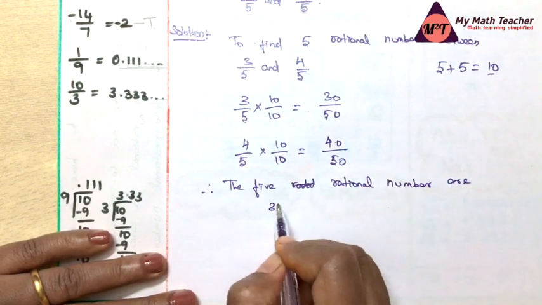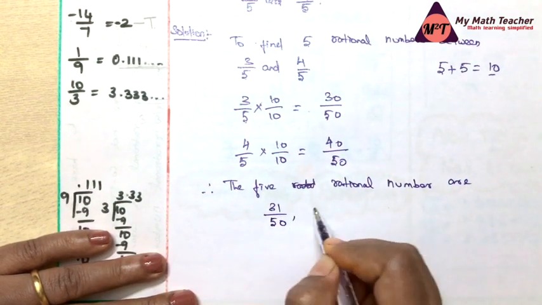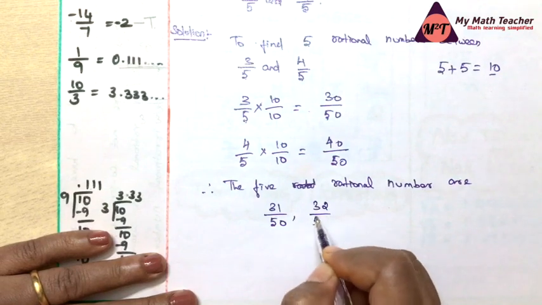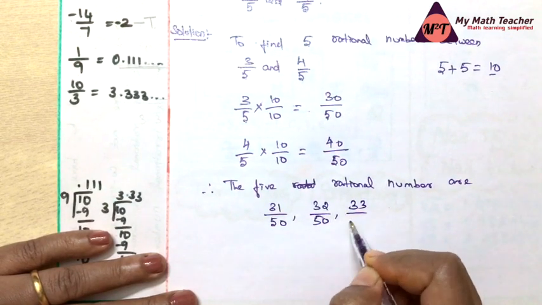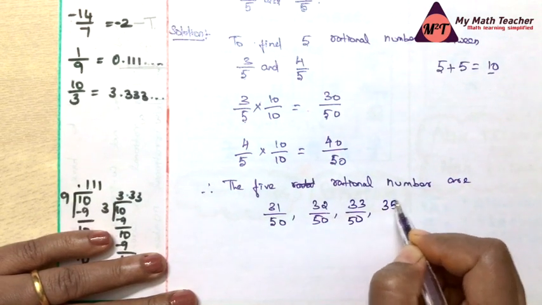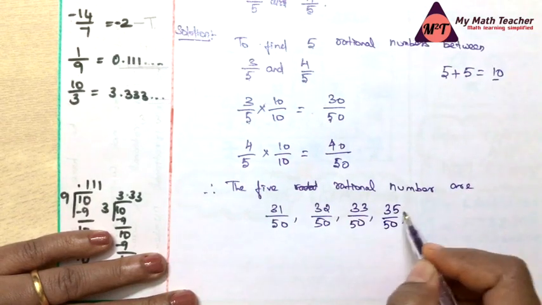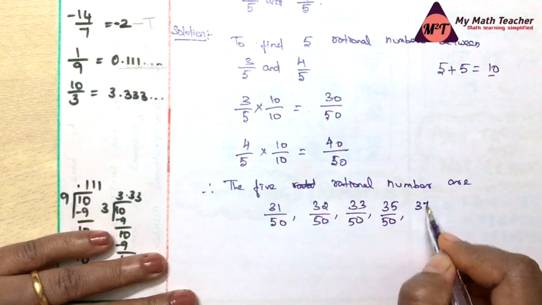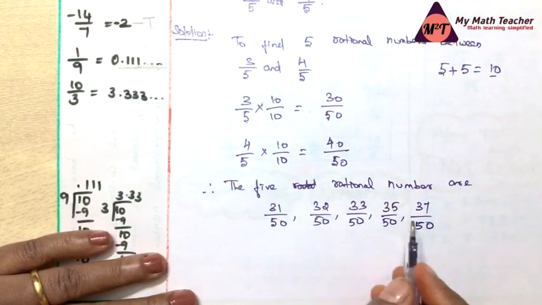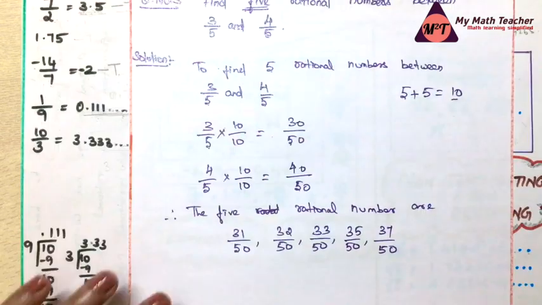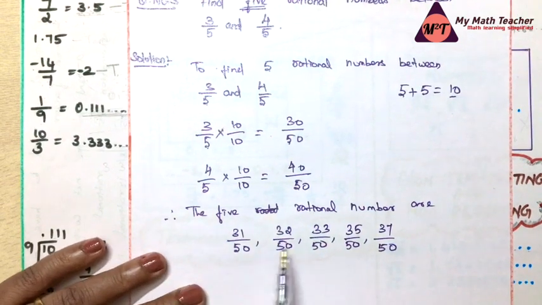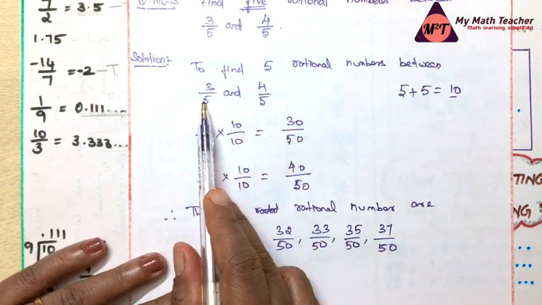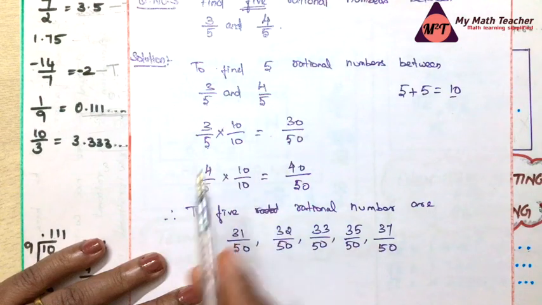So I can write 31 by 50, 32 by 50, 33 by 50, 35 by 50, and also any number in between, so 37 by 50. So I have got all the 5 numbers. So these are the 5 rational numbers between 3 by 5 and 4 by 5.